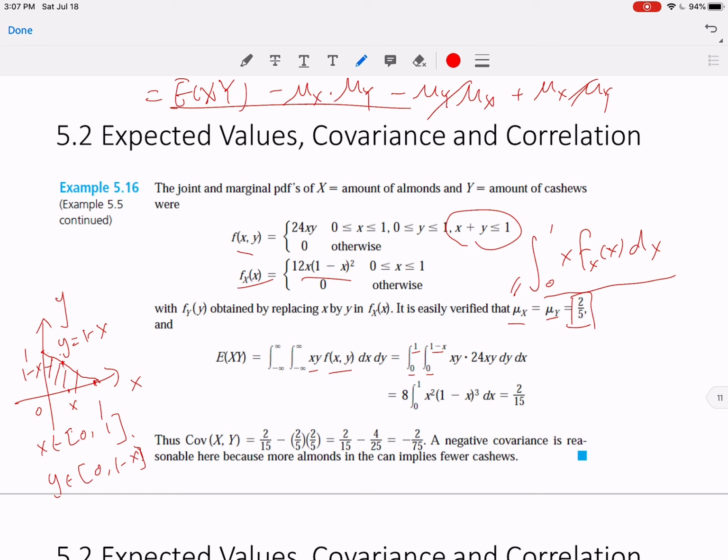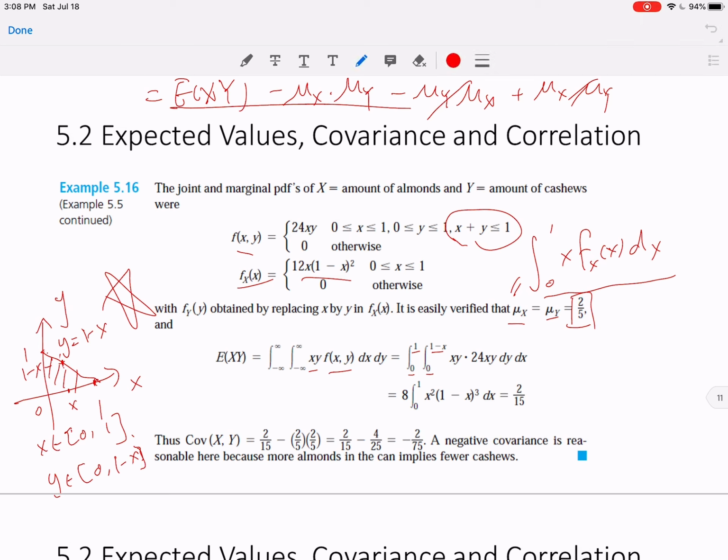That's the reason I mention this again and again. I just want to let you know that this part, drawing the region and finding the boundaries of x and y, is super important. You would definitely see something like this on both exams, the second exam and the final exam, and on the homeworks. Once you have the boundaries, the calculation part is quite easy.